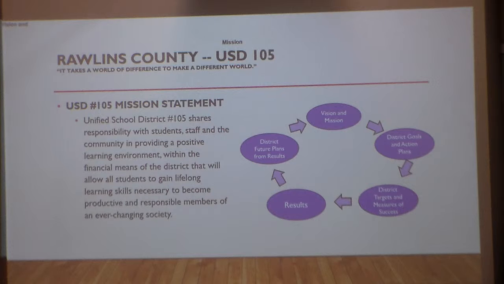Okay, Rollins County, USD 105: it takes a world of difference to make a different world. We believe that you have a vision and a mission. The second thing is district goals and action plans. You have district targets and measures of success, because with the KISA process, that is one thing that we have to have in order to work towards our accreditation. We have our end results, and then district future plans from the results. So how are we going to get there?